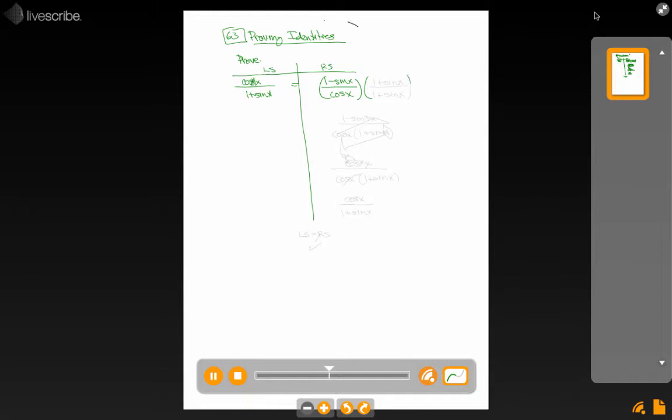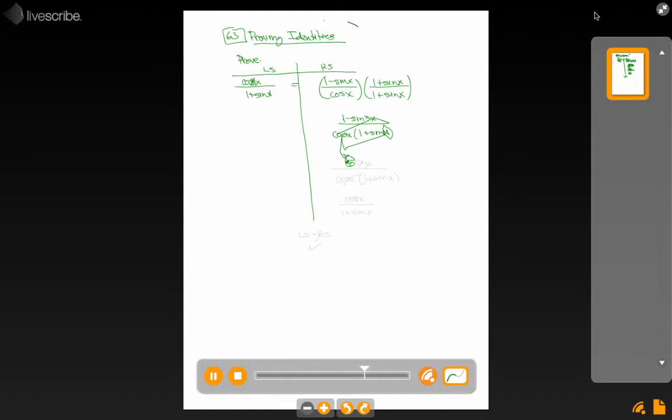I'm going to multiply by the conjugate top and bottom, meaning if I have 1 minus sine x, the conjugate is 1 plus sine x. So I multiply by that on the top, which means I have to multiply it by it on the bottom. Because I'm now just multiplying by 1, I'm not breaking any rules. But 1 minus sine x times 1 plus sine x is 1 minus sine squared x. On the bottom, I don't even bother multiplying them together. I just leave it as cos x times 1 plus sine x.